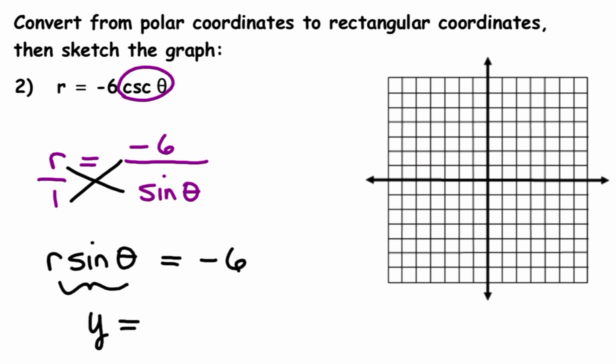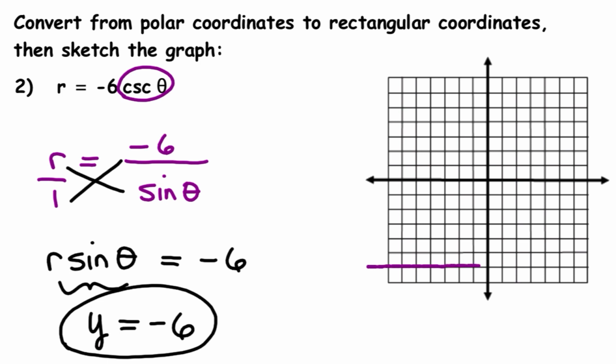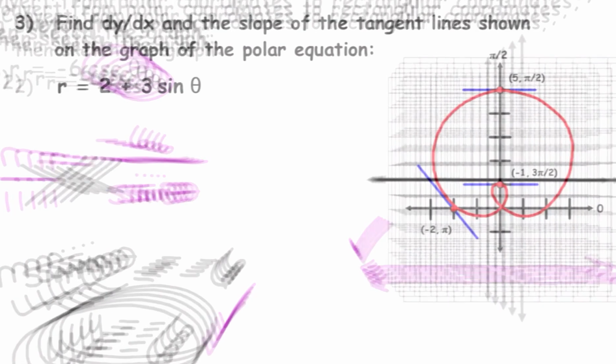So the rectangular equation is y equals -6. And obviously when you graph that, it's just going to be a horizontal line. Right here at -6. There you go. We converted from polar to rectangular and we graphed it. Okay, let's go right to calculus now.